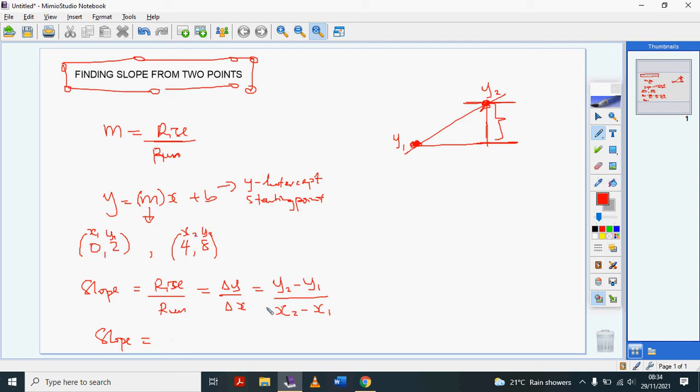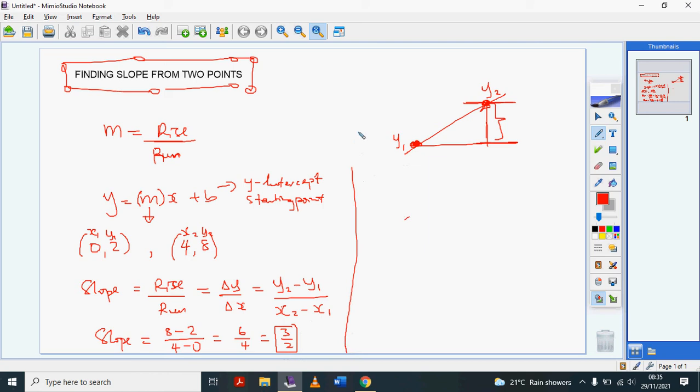And then I'll just say y2 minus y1. The second y value is 8. The first y value is 2. The second x value is 4. The first x value is 0. So my slope will be 6 divided by 4, which can be simplified to 3 divided by 2. So I have my slope already.